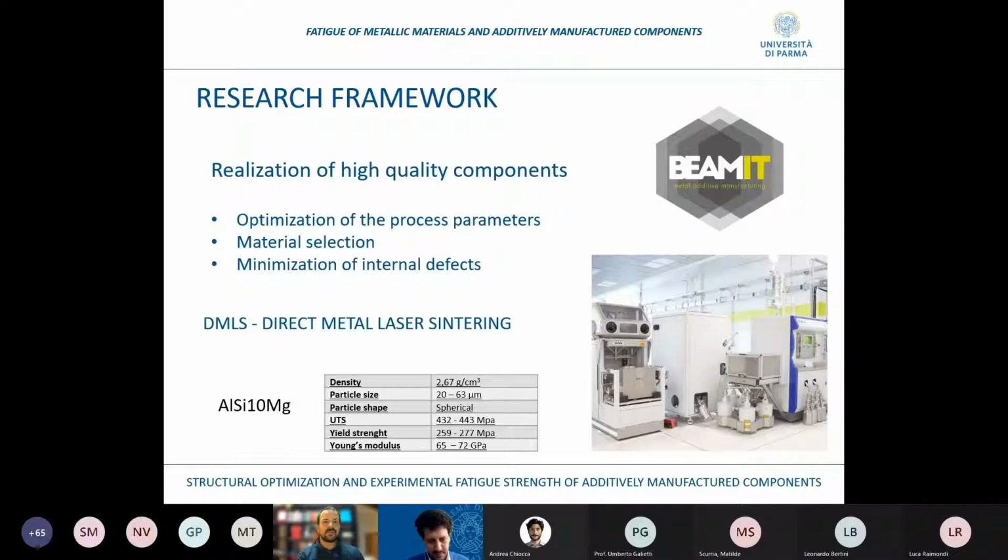For this reason, we have access to the realization of high quality components, and for this work we had the opportunity to produce our parts with the technology that is direct metal laser sintering, and the material on which we focused was aluminum silicon magnesium alloy.